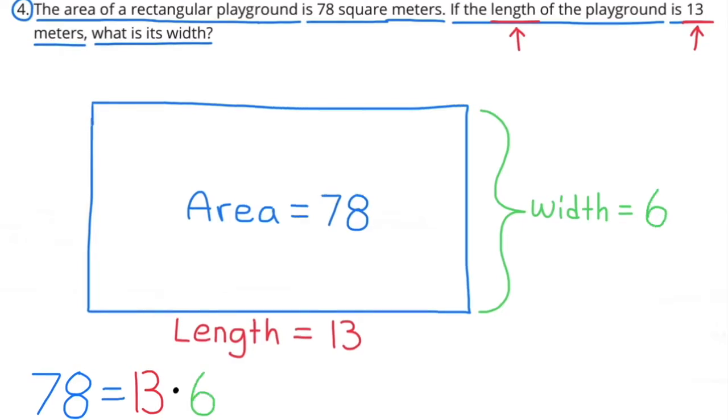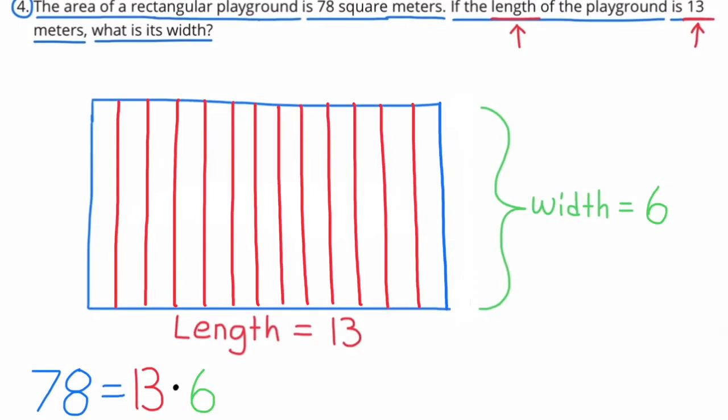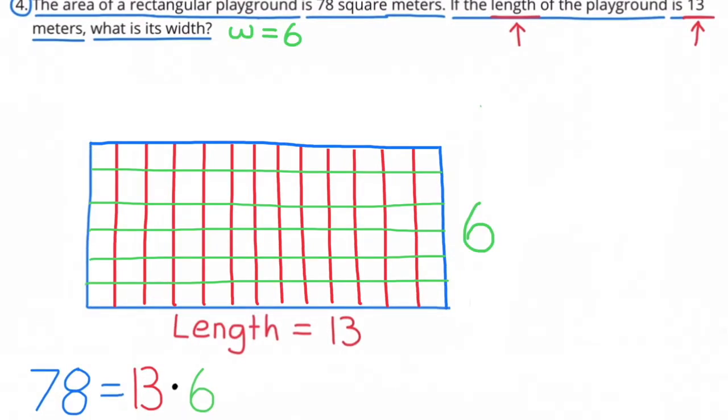6. Or 78 divided by 13 equals 6. So the width is 6. The length is 13 and the width is 6. Inside this rectangle, there would be 78 meter squares.